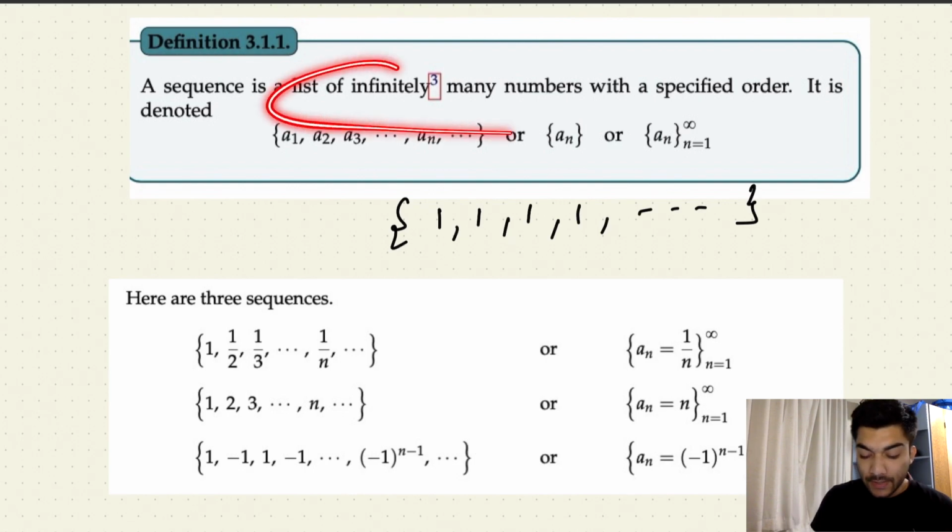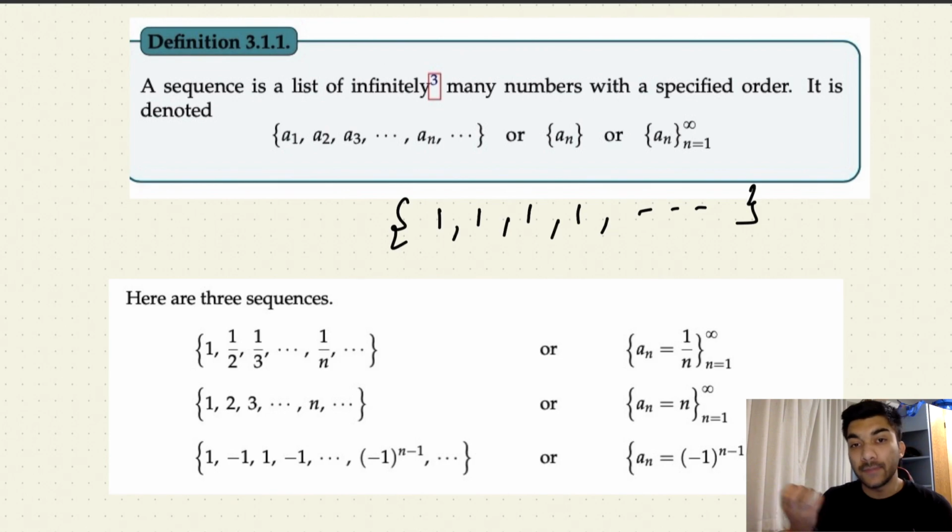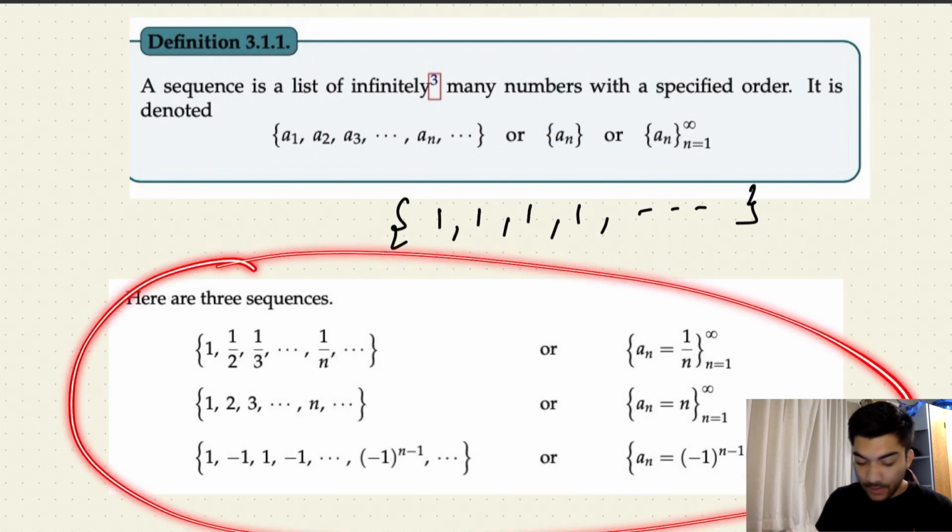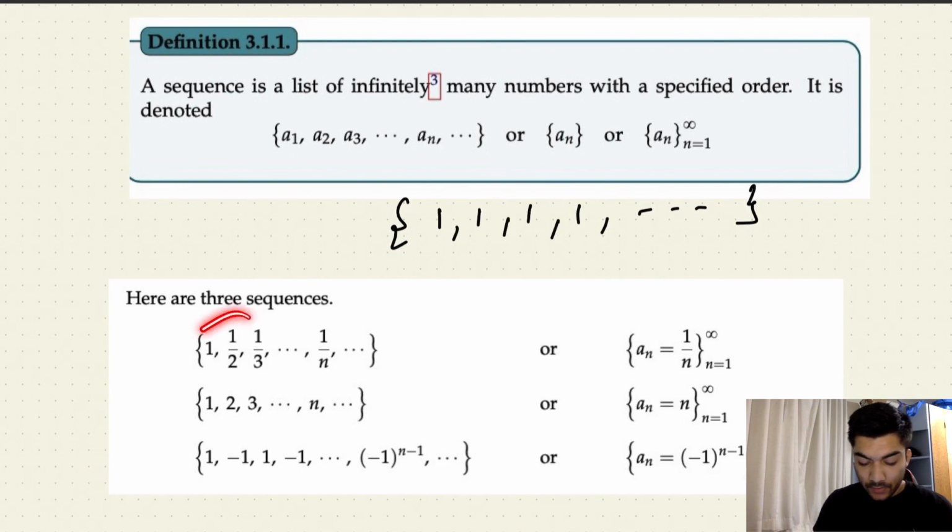A sequence is basically a list of infinitely many numbers which have a specified order, which have a specified pattern, for which you can represent your nth term with a numerical formula. So for example, let's take the example of three sequences over here. You can see that the first sequence is 1, 1 by 2, 1 by 3. You can clearly notice that the nth term is 1 by n because the first term is 1 by 1, the second term is 1 by 2. So the nth term is 1 by n.